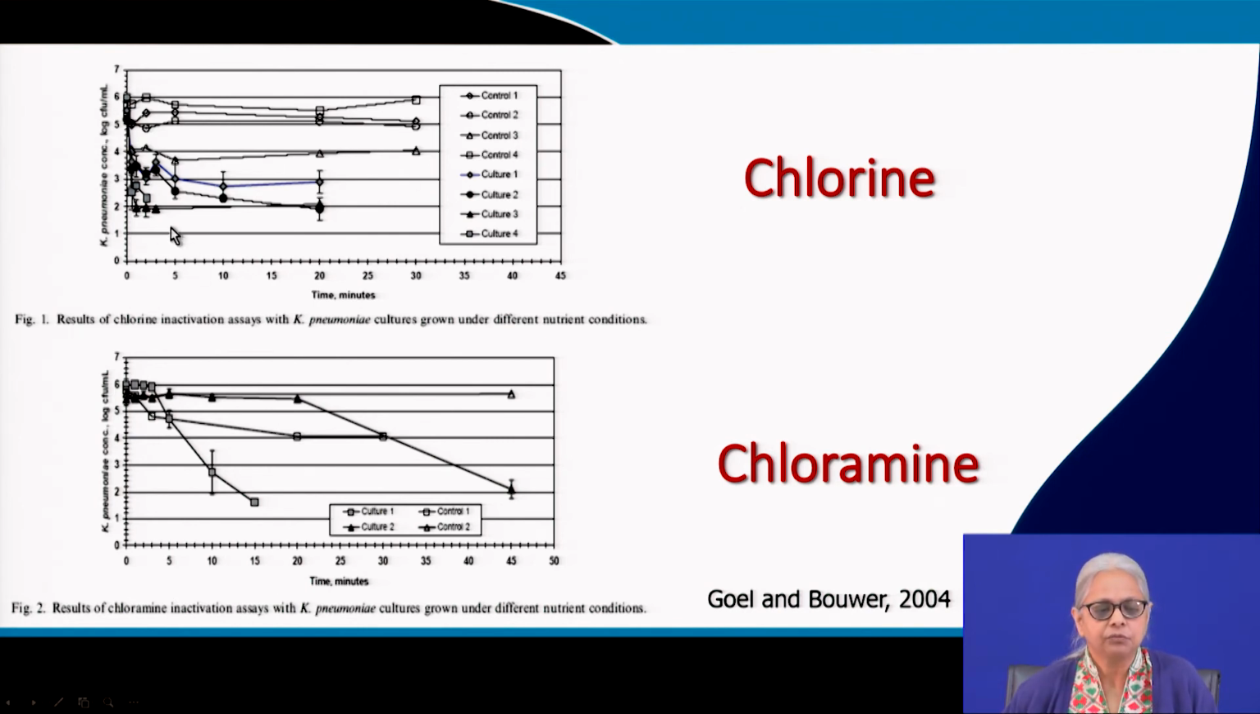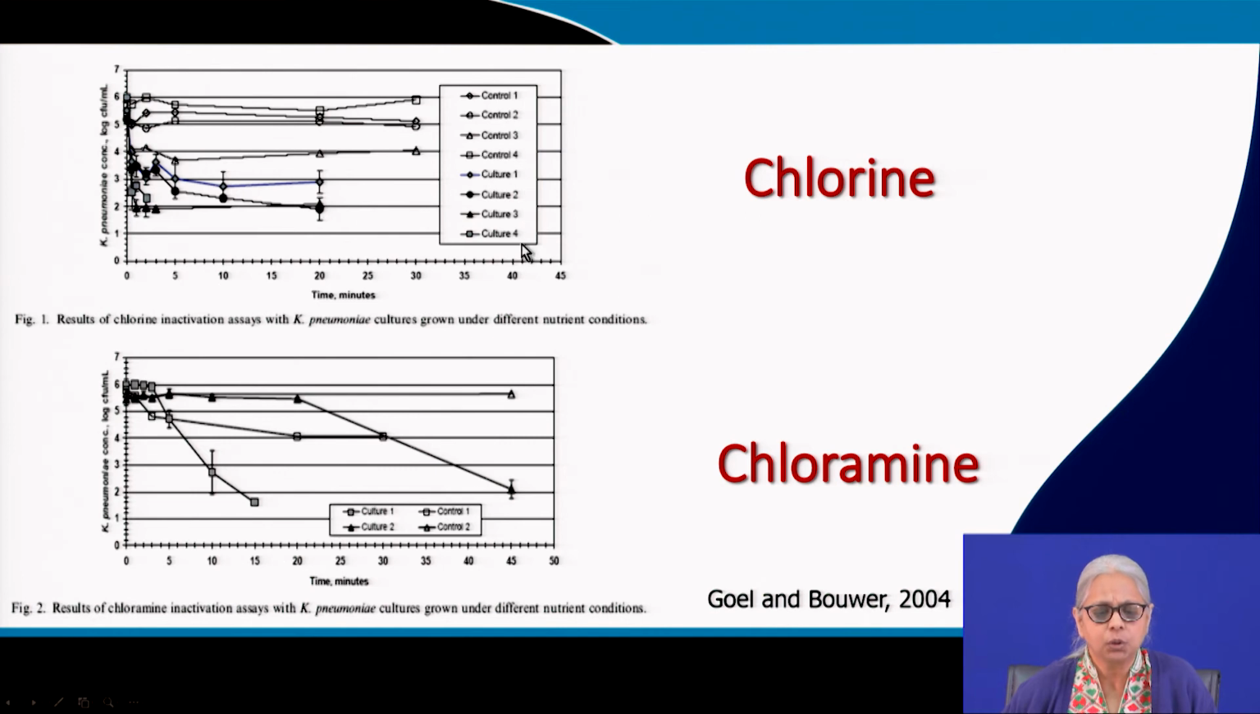What is important to see here is the nature of the curves. The cultures are what I'm going to focus on. You can see there is an exponential decay. From an initial concentration of 10 to the power 6, it fell to 10 to the power 2 in a very short period of time.